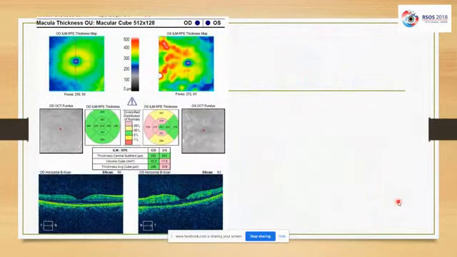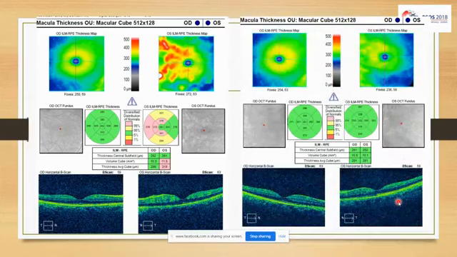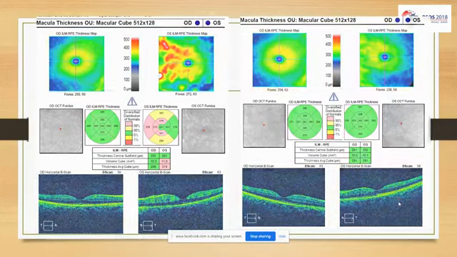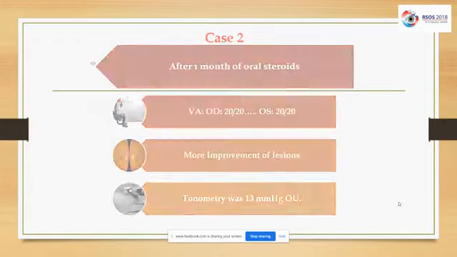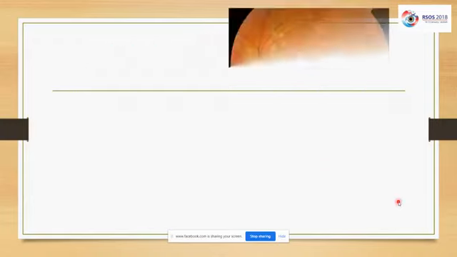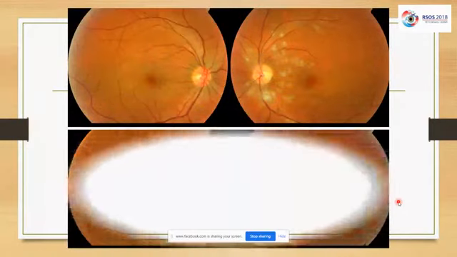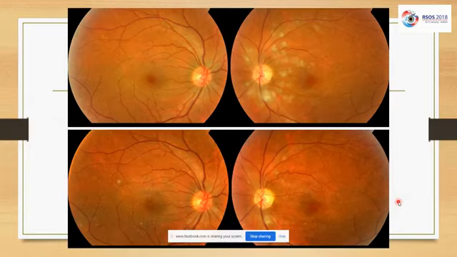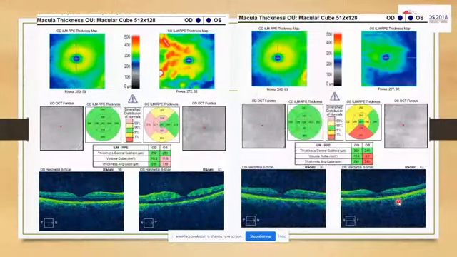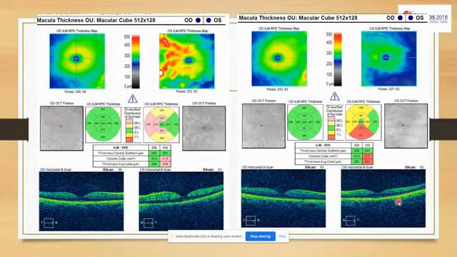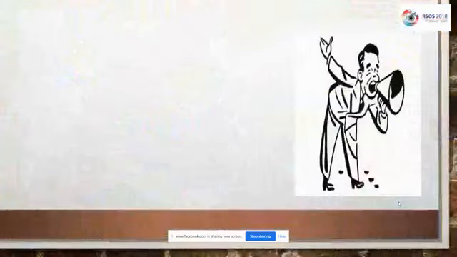And this is the OCT after 2 weeks of oral steroids. So you can see the foveal granularity improved in the left eye. After more weeks of oral steroids, the vision improved to 20/20, and there is more improvement of the lesions, and the pressure was normal. So you can see from this picture after 1 month of steroids, the lesions disappeared totally, and there is an improvement of the vision. Also, the OCT showed that the foveal granularity totally disappeared in the left eye. So this is the end of our last patient.